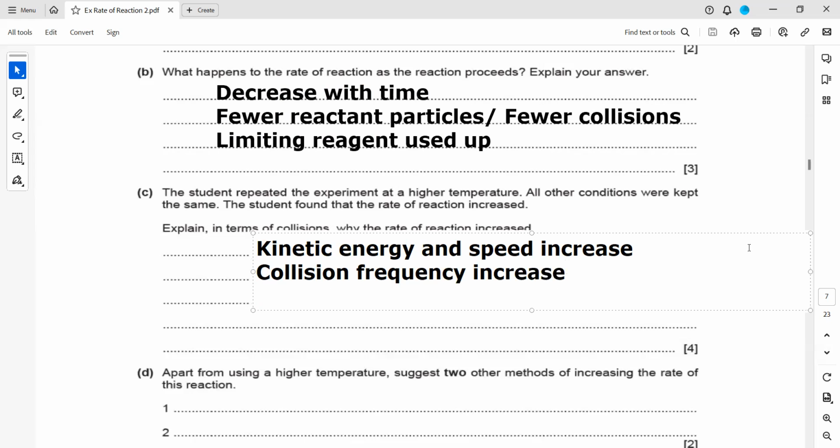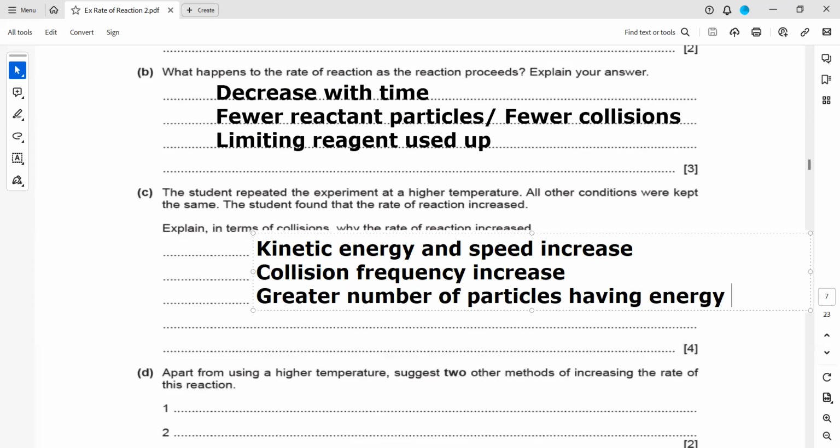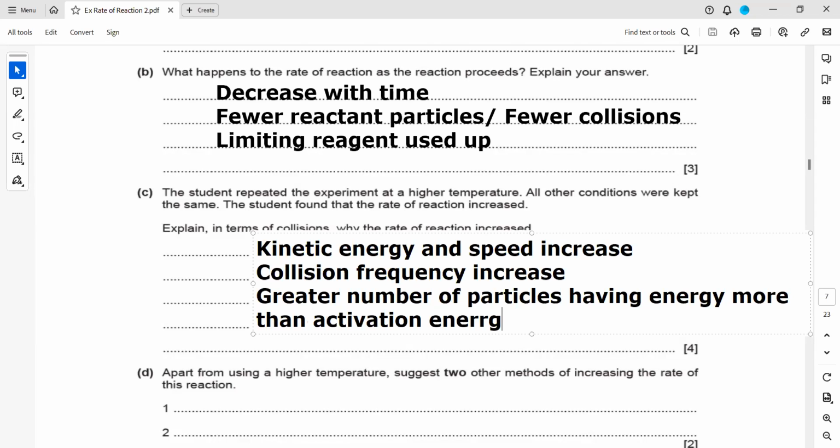Then what will happen if the collision frequency increases? There will be a greater number of particles having energy more than the activation energy. Yes, there will be more successful collisions. That's right.